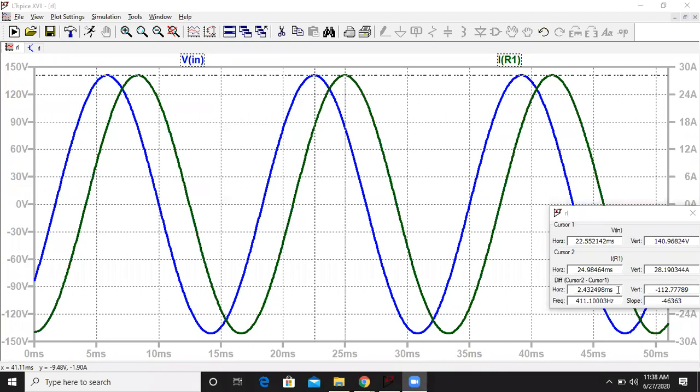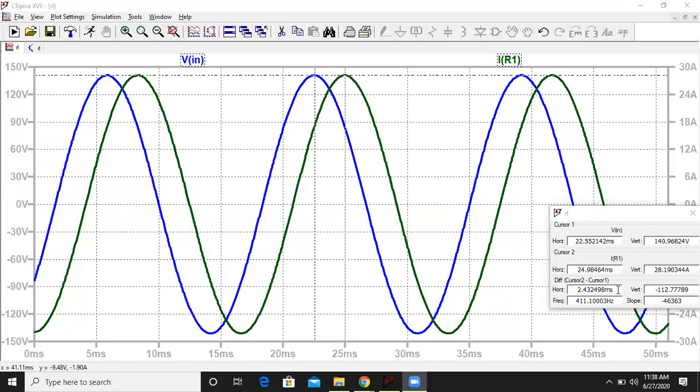Then take 2.432 millisecond, multiply it by 360, divide the whole thing by 16.67 millisecond, and click OK. You will get one number, directly in degrees. I am getting around 52.52 degrees. Are you all getting something similar? 52 point something? Yes, sir. Okay, very good.